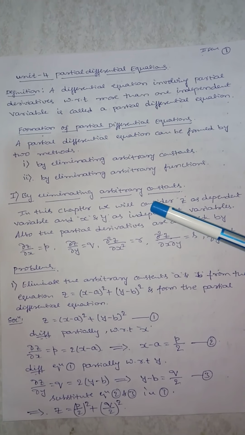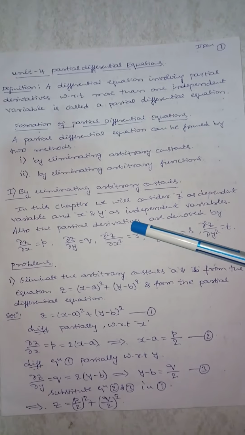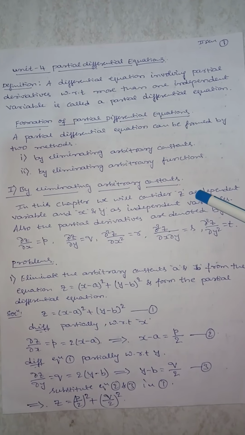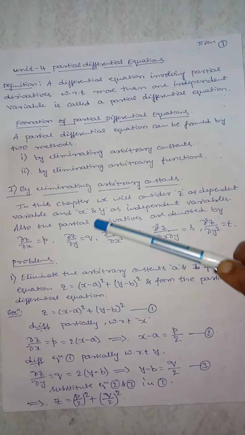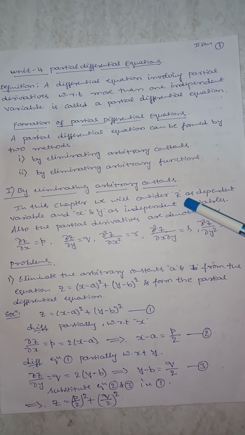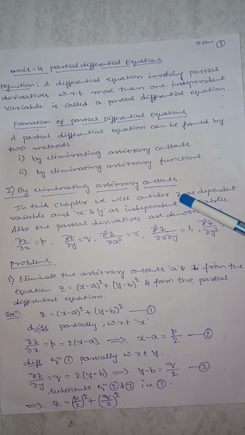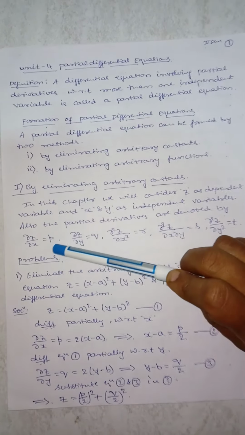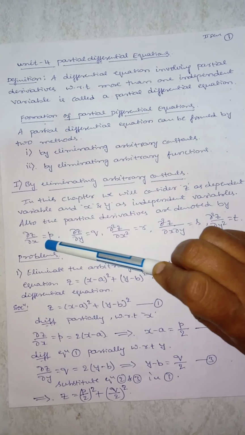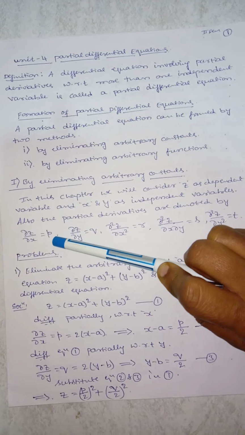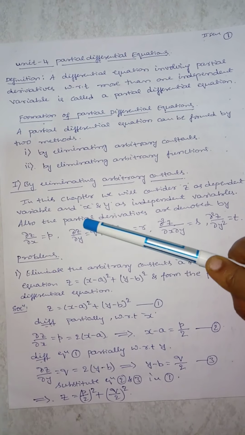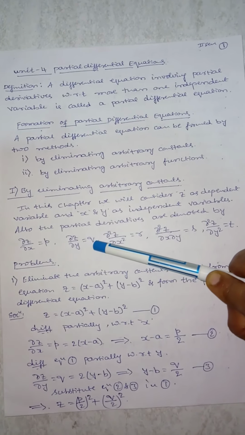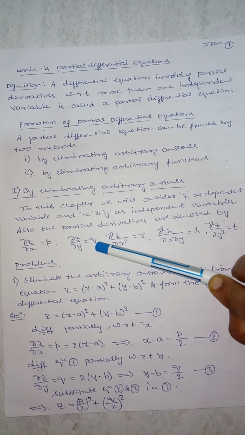In this chapter, we shall consider z as a dependent variable and x and y are independent variables, and differentiation of z partially with respect to x is denoted by dou z by dou x, that is nothing but p, small p. Again, differentiation of z partially with respect to y is denoted by small q.